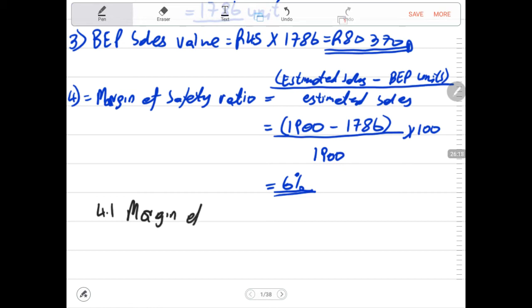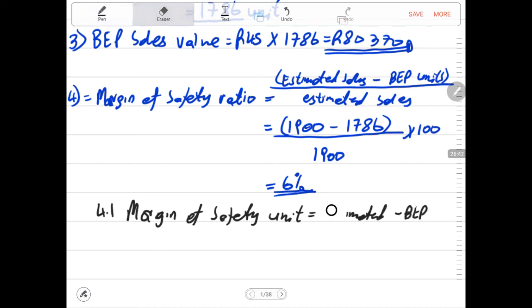The margin of safety units. Now, in other words, how many of these units, this 6% is how many units in simple terms? It is the estimated sales minus break-even point units. It is estimated minus break-even point sales.